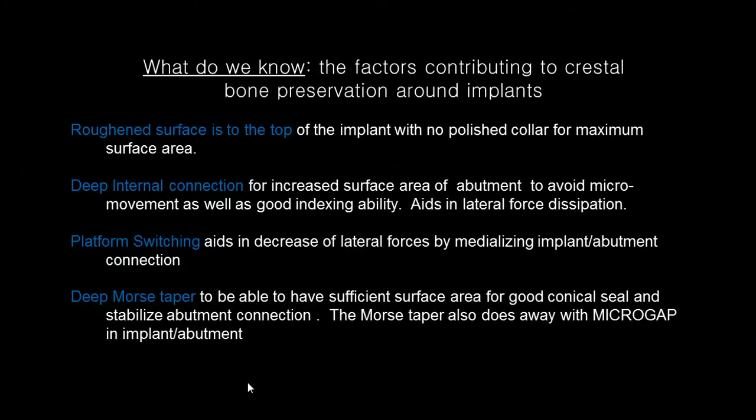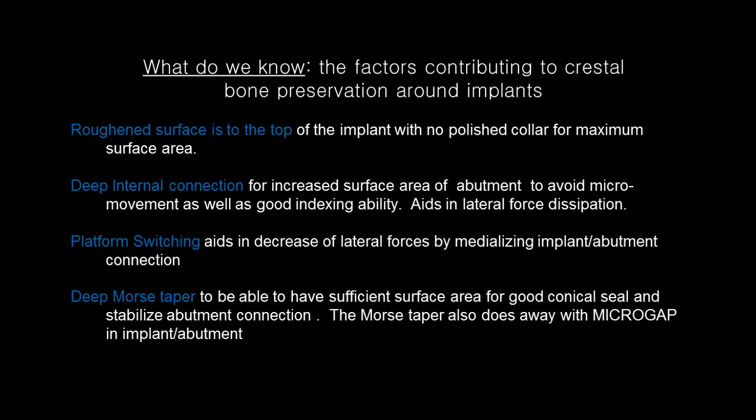So you want a deep internal connection for increased surface area of abutment to avoid micromovement, as well as good indexing ability, which aids in lateral force dissipation. Platform switching, which is basically medializing the implant to abutment connection, and a deep Morse taper to have sufficient surface area for good conical seal and stabilize the abutment connection. Okay, and the Morse taper also does away with the micro gap.